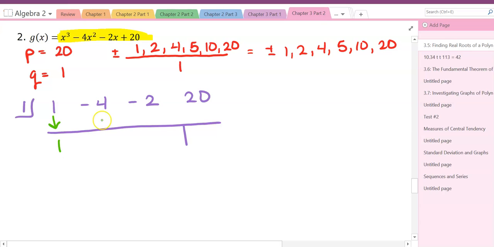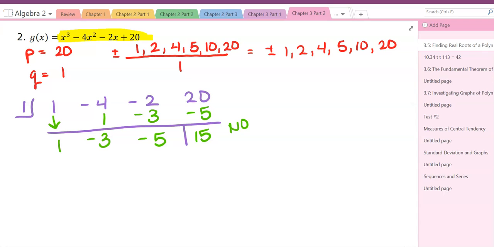So 1 times 1 is 1, plus that negative 4 is negative 3. Times 1 is negative 3. Negative 2 plus negative 3 is going to give me a negative 5. Times 1 is just negative 5. 20 plus negative 5 is not 0. It's 15. So this doesn't work. So I'm going to go ahead and just cross it off. And I have to try another factor.